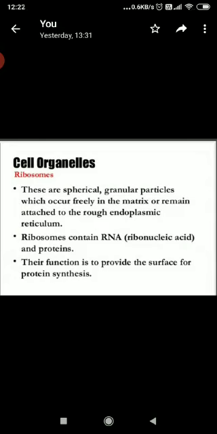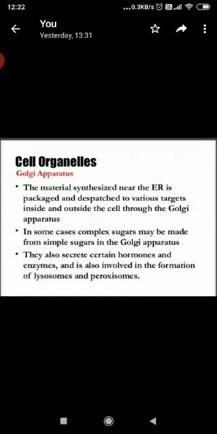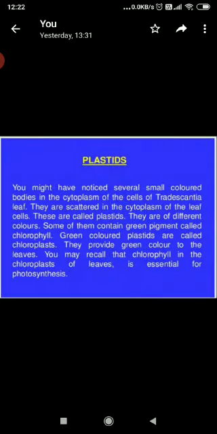Next is ribosomes. So ribosomes are small granular structures scattered in the cytoplasm. And these are the sites of protein synthesis. The main function of ribosome is to synthesize protein. Another is Golgi apparatus. These are made up of tubules and vesicles and it is responsible for the secretion of chemical substances like enzymes, hormones and proteins. So the function of Golgi apparatus is the secretion of substances like enzymes, hormones and proteins.